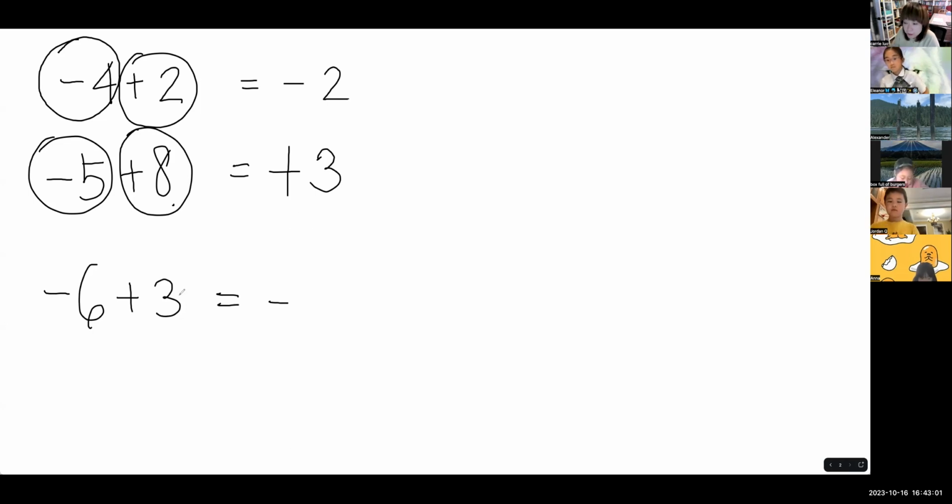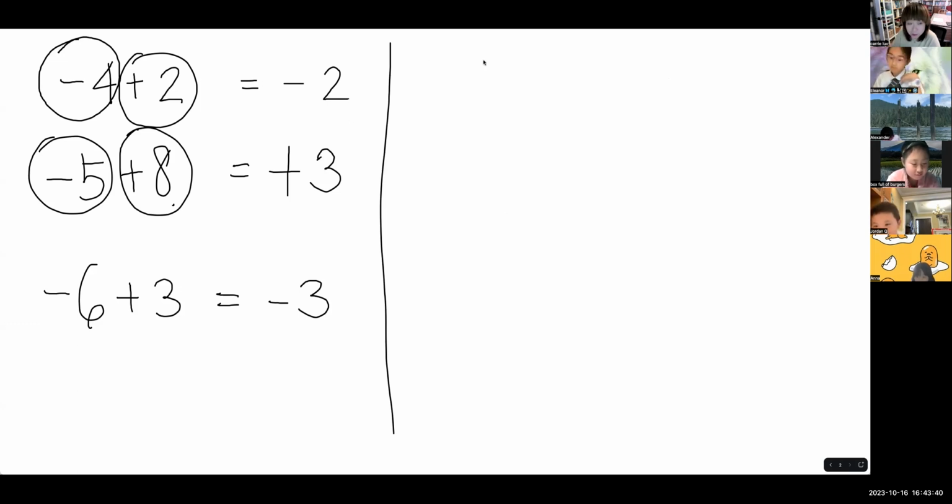Okay, so let me ask you, it's negative 6 and positive 3. Which one is bigger, positive or negative? Negative. Very good. So it's a negative number. The negative is bigger than positive by how much? 3. So box full of burger is named Alexander today. So equals negative 3. Understand, Anna?